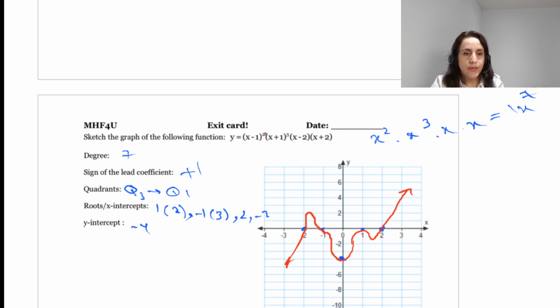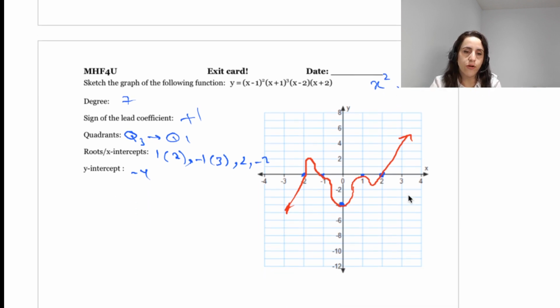The y-intercept: if I plug in x equals 0, it is negative 4. 1 is order 2, negative 1 is order 3, and the rest are order 1, so I'm sketching straightforward. Hope that makes sense.